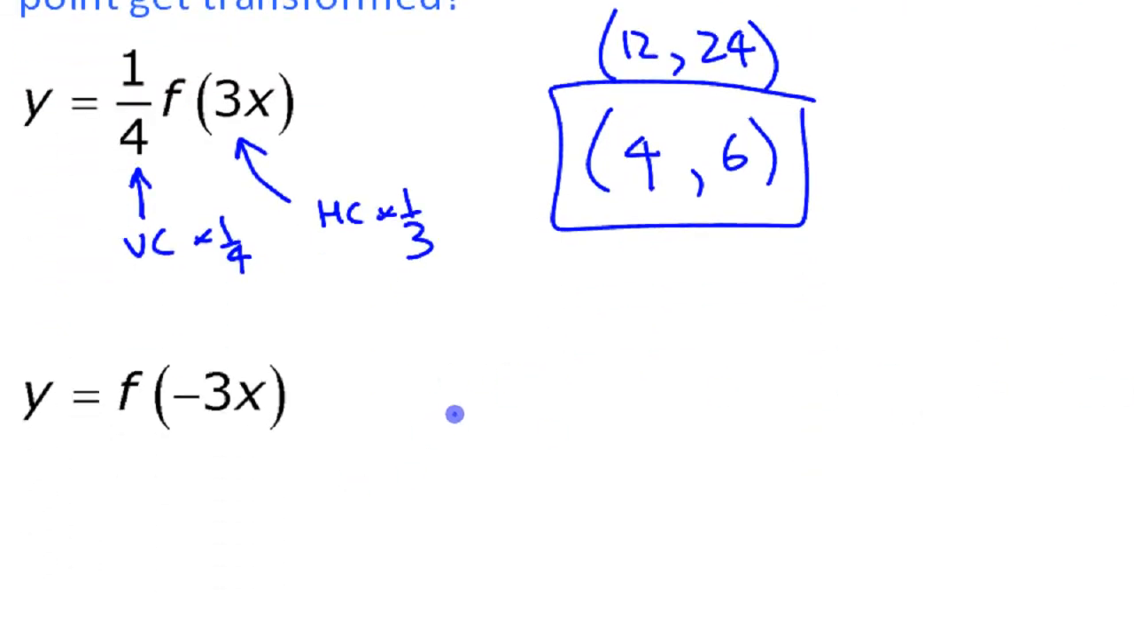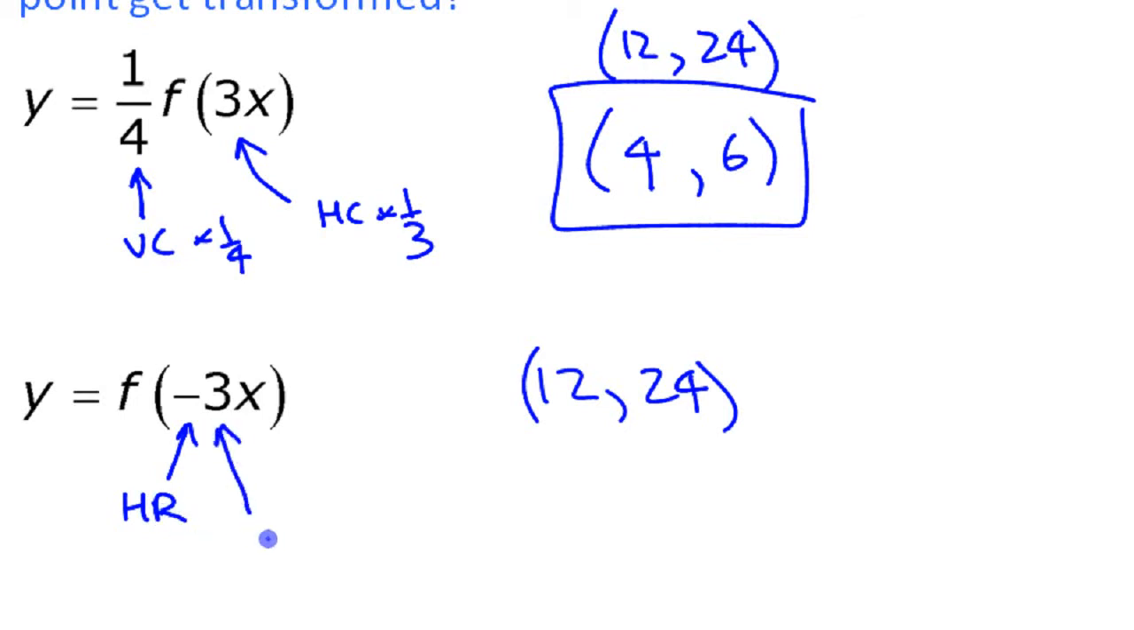We'll track this same point here, 12, 24, and watch where it goes. This is two things. It is a horizontal reflection about the y-axis, and this is a horizontal compression times 1/3, like in the previous one. Now, even though these are in the same direction, we can do it in either order. It's not going to change the y value. It's going to change this x value.